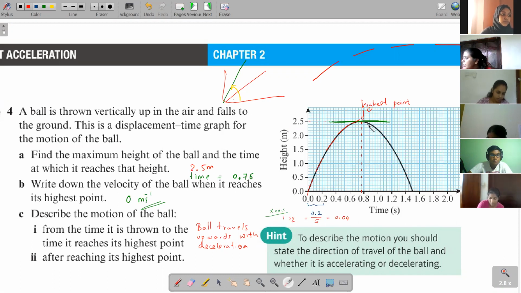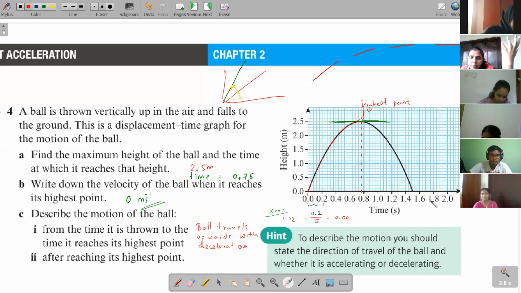After you come to the highest point, now use your common sense. You throw the ball up, so its speed decreases, going up, going up, going up, and at the highest point it becomes stationary for a fraction of a second. And then it starts coming down. When it starts coming down, what do you think will happen? Can you picture it in your mind? From the highest point, is the ball slowing down, or is it gaining speed and coming down?